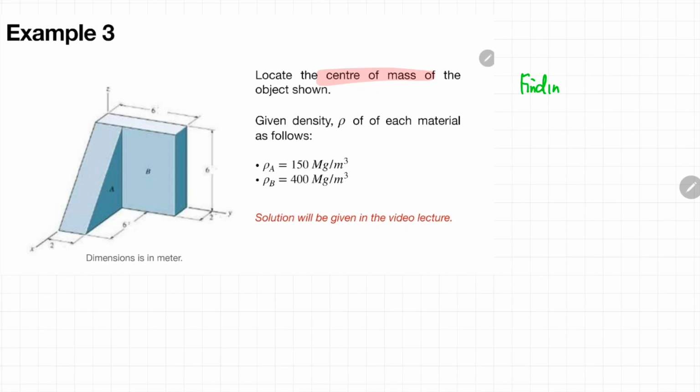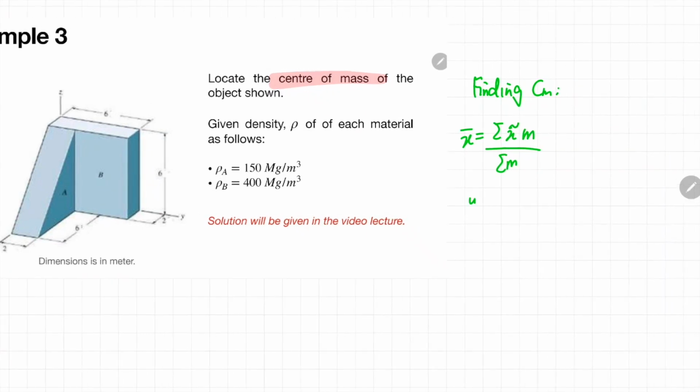The formula to locate the coordinates of the center of mass would be x bar is equivalent to the summation of x curve multiplied with the mass, divided by the summation of the mass. The same concept applies for the y bar as well as the z bar coordinate. Based on this formula, here are the things that we need to look for.